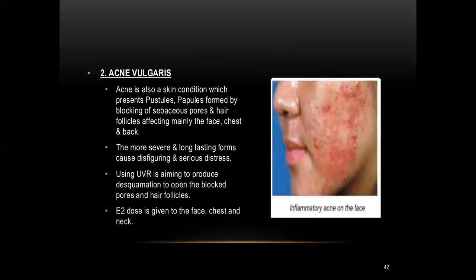Next up is acne vulgaris. Acne is also a skin condition which presents pustules and papules formed by blocking of sebaceous pores and hair follicles, affecting mainly the face, chest, and back. The more severe and long-lasting forms cause disfiguring and serious distress. Using ultraviolet rays aims to produce desquamation to open the blocked pores and hair follicles. An E2 dose is given to the face, chest, and the neck.